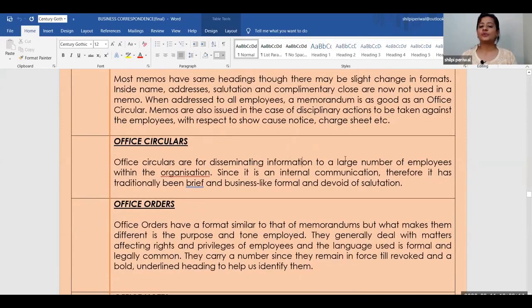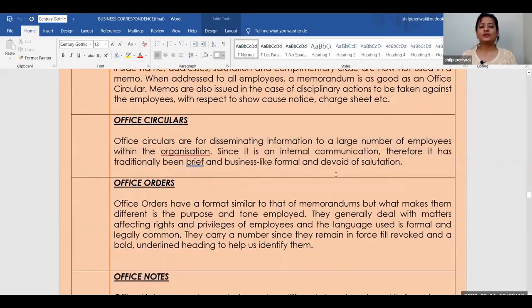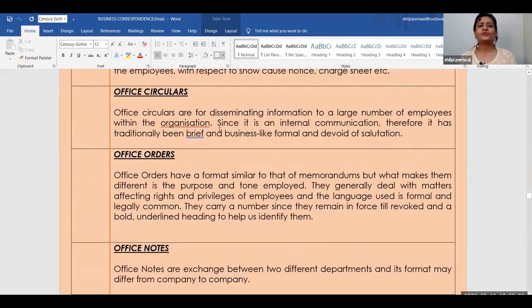Circular is when you give information to a large number of employees. This also I've already discussed before. It is not very formal. It's a very brief thing. It could be something like tomorrow we are celebrating Janmashtami. All of you can come dressed in your informal clothes, and you put it up. So that's circular.